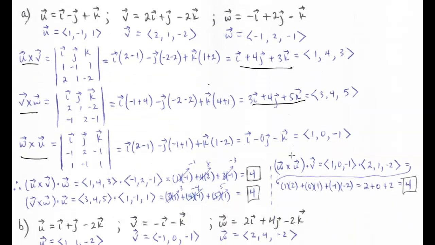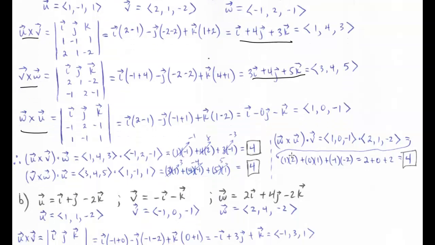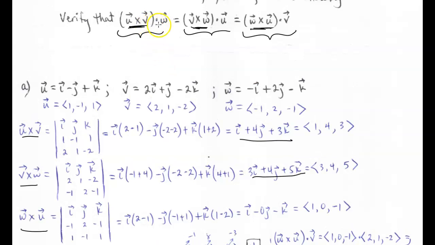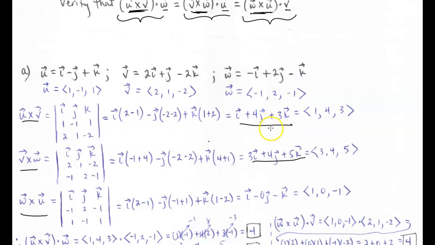So once I know what those resulting vectors are, all I have to do is perform the dot product with what it tells me here. So U cross V, I need to dot it with W, V cross W, dot it with U, and W cross U dotted with V. So the one letter out of U, V, and W that it doesn't have, that's what you dot it with.